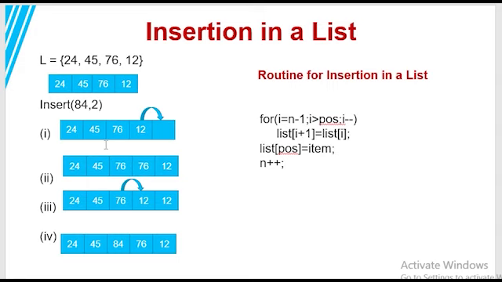What it means is, until you reach the specified position, you want to move all the elements to the subsequent locations. Whenever you move, the list is incremented by 1, so that you can insert the particular element into the position. If you want to insert the element 84 in the second position, between 45 and 76, you include a memory location and move 12 first and then 76 here. In the place of 76, you insert the element. So the item is inserted in the list at that particular position. This is the routine for inserting an element into a list.